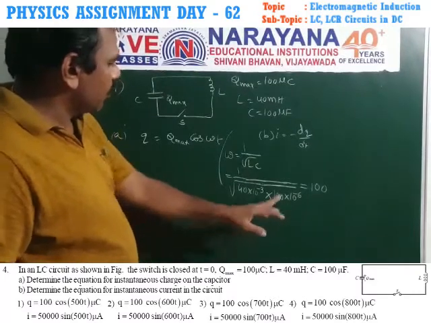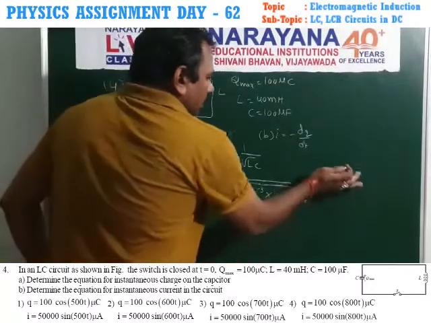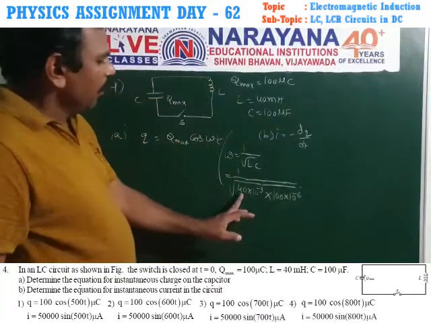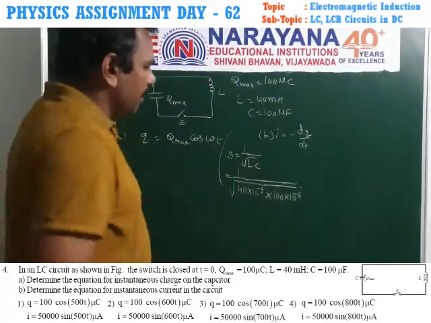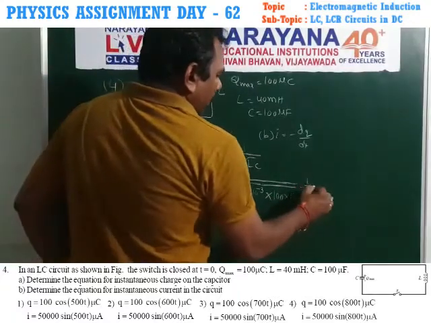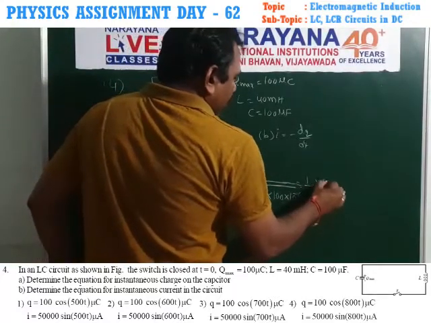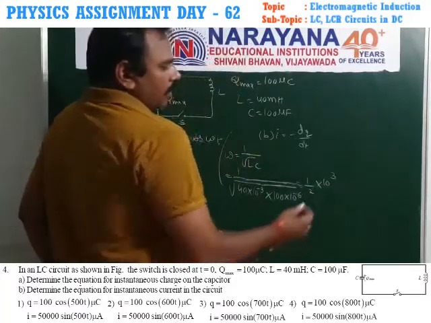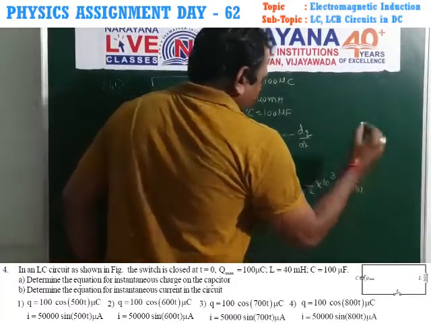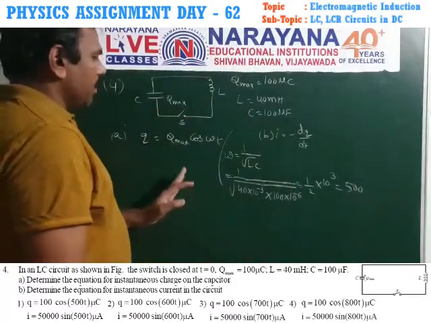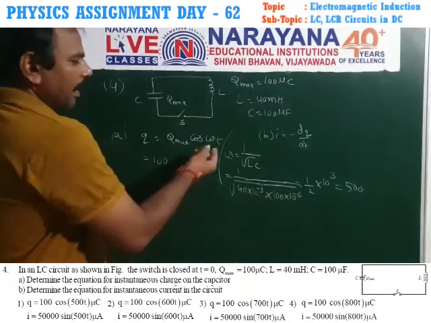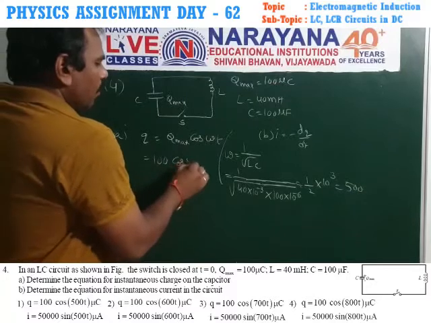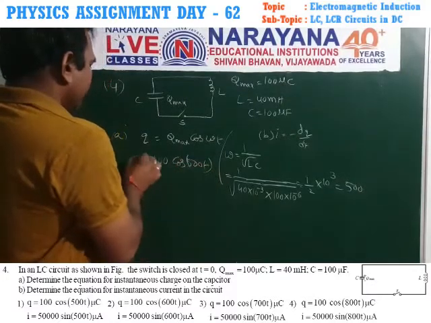So here you get how much value? 400 into 10 power minus 3 is 1000, so 1 by 2 into 10 cube, which is 500. So the maximum charge becomes 100 microcoulombs into cos of 500t. This is the charge.